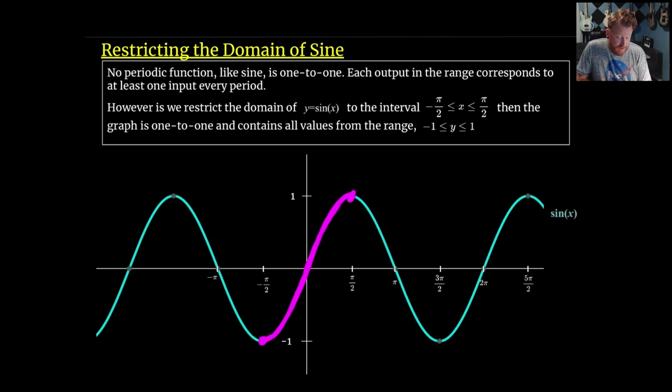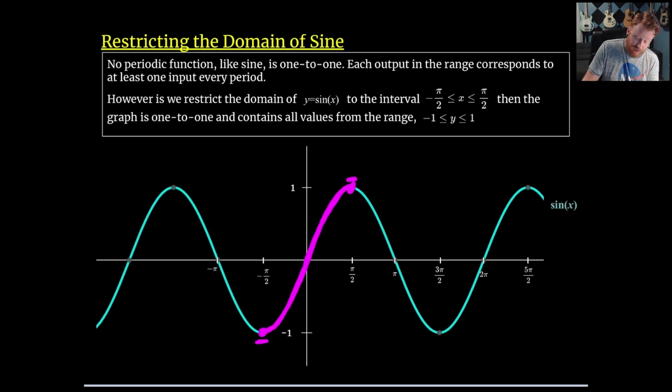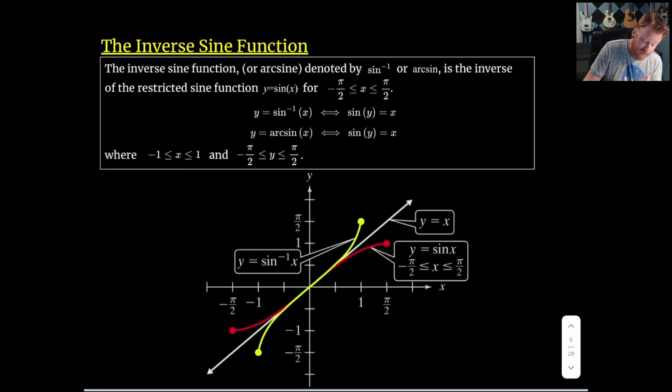So what we see here is that we have all of the output values from -1 to +1, and we are now 1-to-1. If we're just focused on the pink range here, we pass the horizontal line test. There's no spot on here where we hit it in more than one spot. So we are good here. We have accomplished our goals. We've got a 1-to-1 function now, and we're getting all of the output values. So this is where we will focus our attention. And notice that the range is just going from -1 to 1. So we will use this restricted domain of sine in order to define our sine inverse.